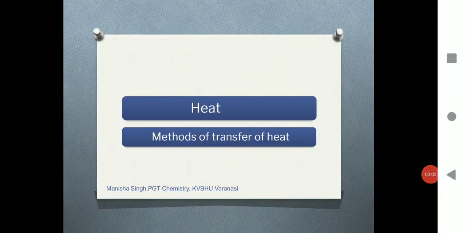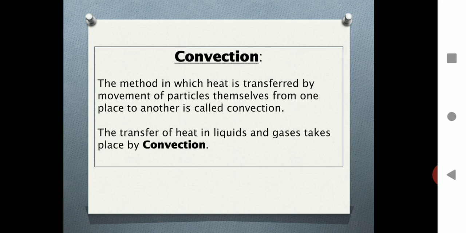In this lesson, we are going to talk about two other methods of transfer of heat, that is convection and radiation. Now, what is convection? The method in which heat is transferred by movement of particles themselves from one place to another is called convection. That is, the hot particles, once they become hot, start traveling, leave their own place and move to another place, and that is how they transfer heat from one place to another. This method of heat transfer takes place in liquids and gases.